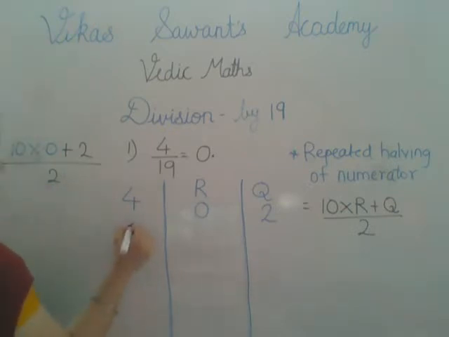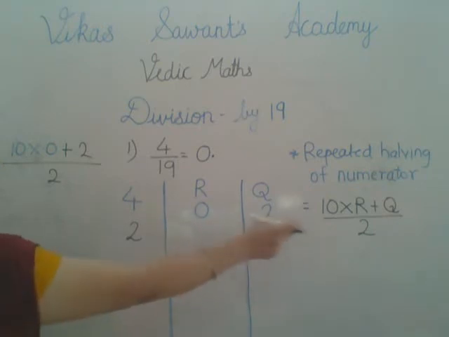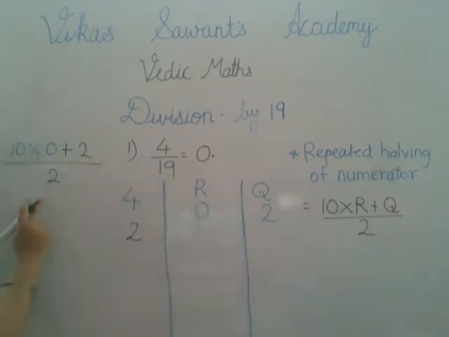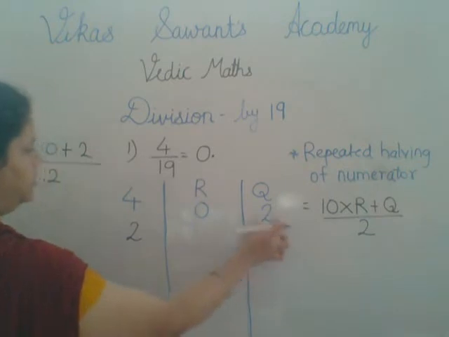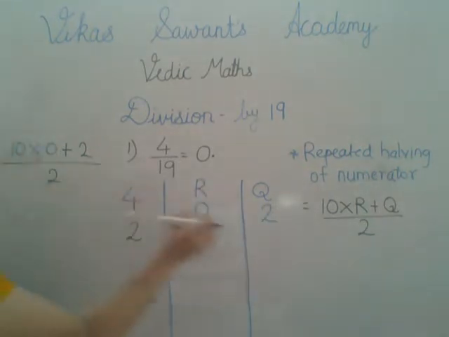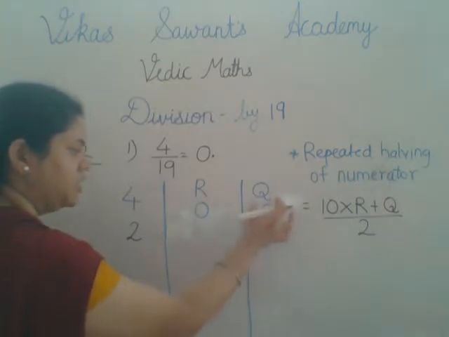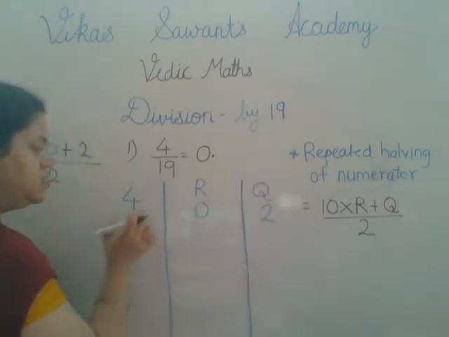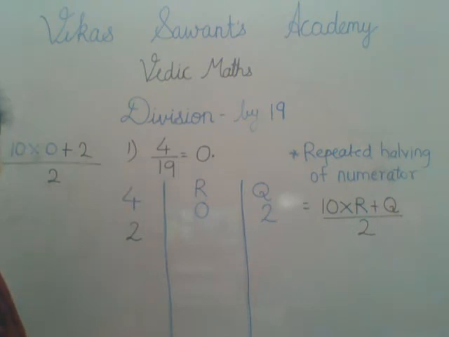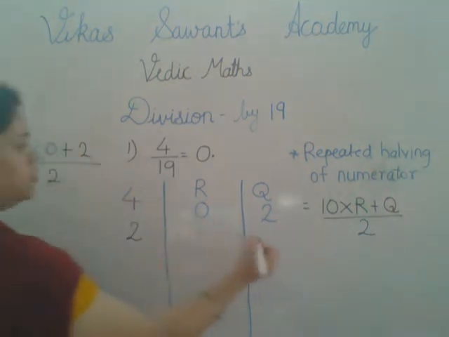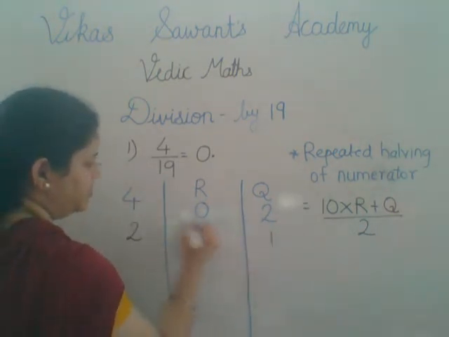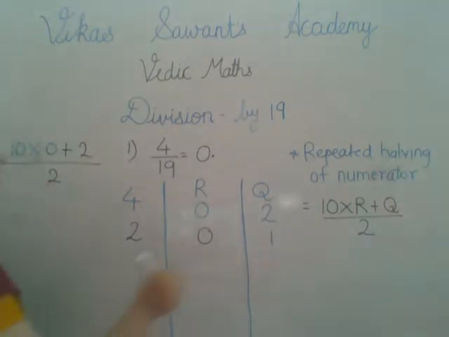So now we are dividing 2 by 2. We are halving the new quotient we have obtained, 2. What is the method? Repeated halving of the numerator. 4 we have halved and then we got quotient as 2. Now we will take 2 as the numerator and make half of that 2. So 2 upon 2, the quotient will be 1 and remainder will be 0.